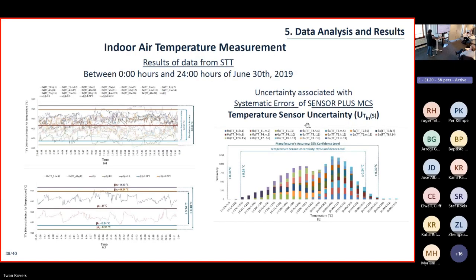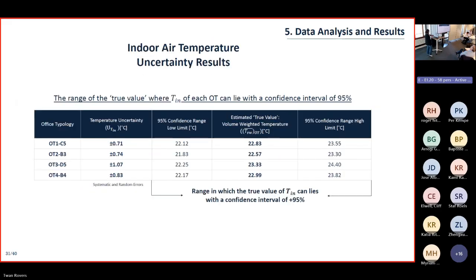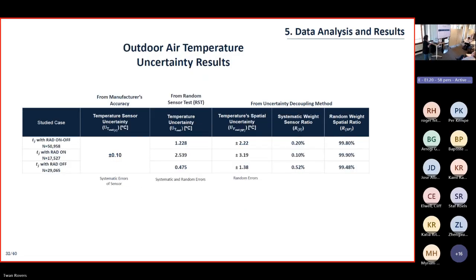This pictures the difference between the manufacturer accuracy and the sensor temperature accuracy that we have obtained experimentally. Here we can note how the overall uncertainty is greater than the temperature sensor uncertainty. With this uncertainty, we can find the range of the true value in which the indoor air temperature of each office typology can lie, with a confidence interval of 95%. Similarly for the outdoor temperature, we expect to have the sensor test when we finish the experimental test in the tertiary building.